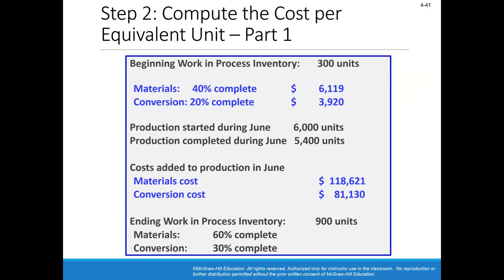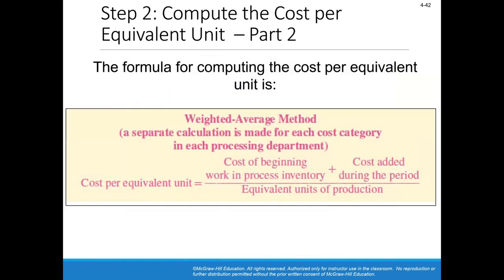So the cost added to the production during June was, the materials cost was $118,621, and the conversion cost was $81,130. So we have an ending work in process of 900 units, and it gives us the percentage completion again: for materials 60%, conversion 30%. All right, so that's just the information that we need.